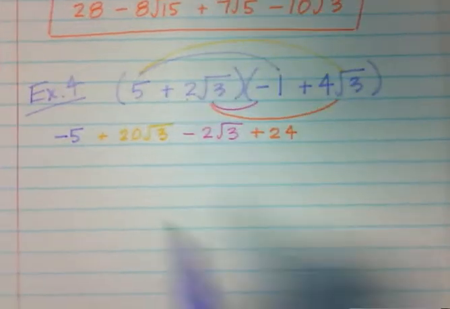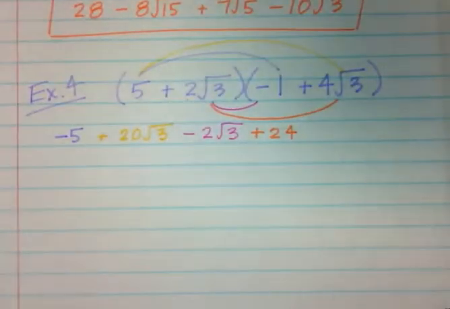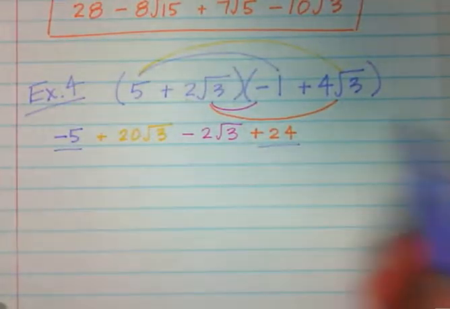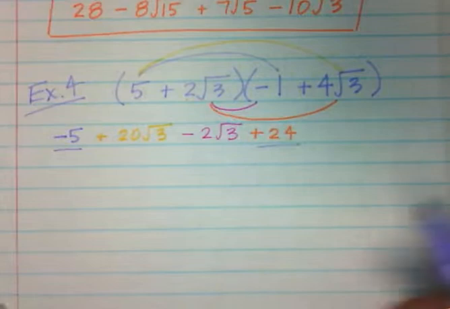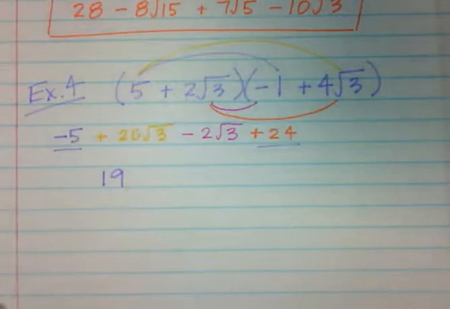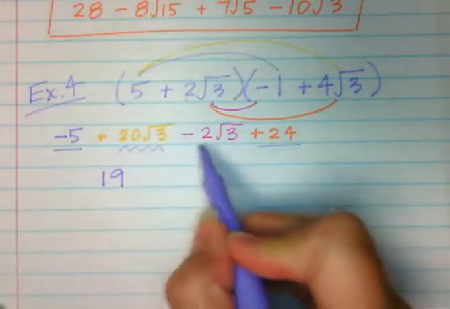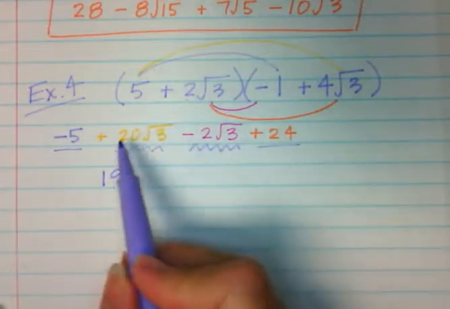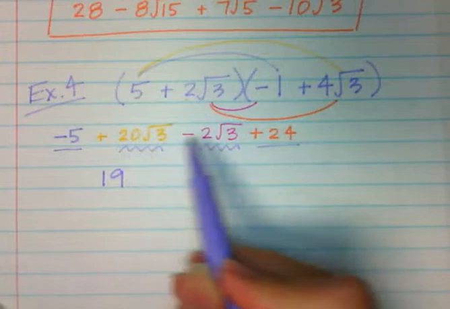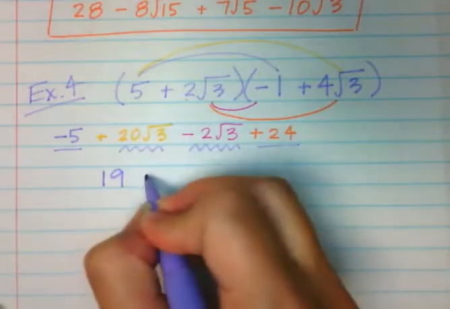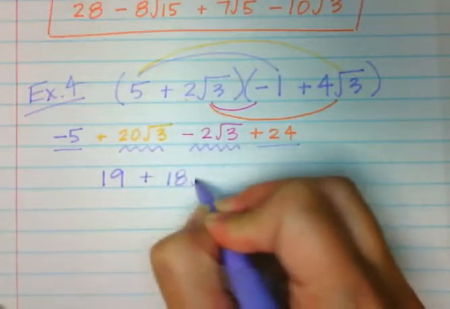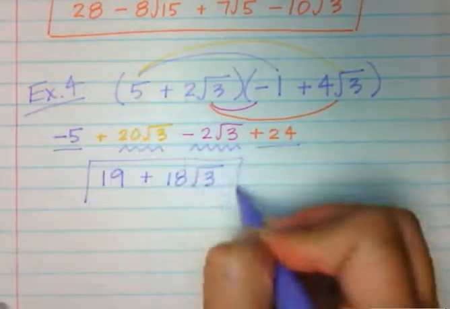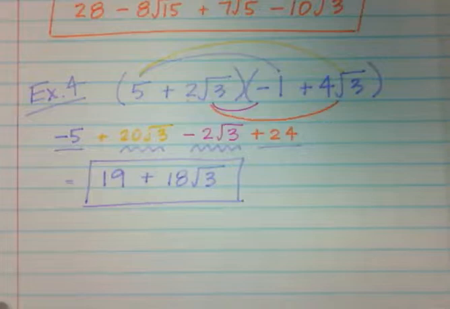All right, so now we'll see if we can do any simplifying or combining like terms, and we can, because we have like terms right there in the form of just coefficients. So negative 5 with a positive 24 is going to be positive 19. And then we have square root of 3 terms that are like terms, so we can combine those together. A positive 20 square root of 3 minus 2 square root of 3 is going to be a positive 18 square root of 3. And we can't combine those together because they are not like square roots, so that one right there is your answer.